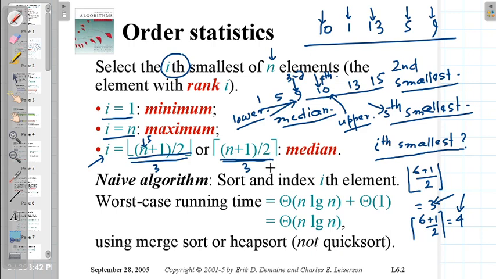So if I am trying to find the ith smallest element of the unordered list, then what will come to your mind? Which algorithm? Who will be telling?